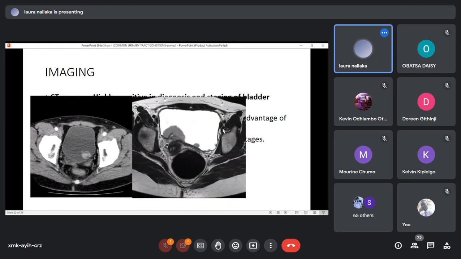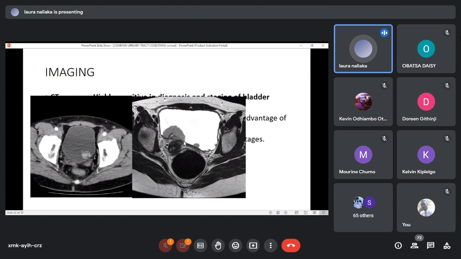Different patient. This is an MRI. You can see how clear MRI is. T2 weighted, fluid is white or bright. So this is urine within the bladder. This is the uterus. This is the rectum. But you can see a well-defined mass at the posterior wall of the bladder.